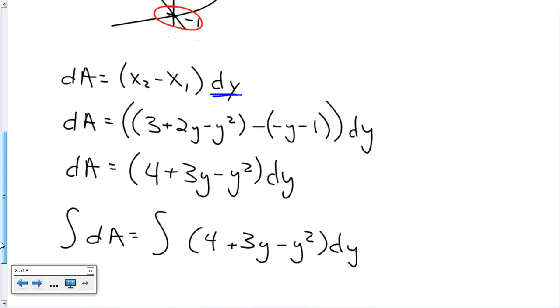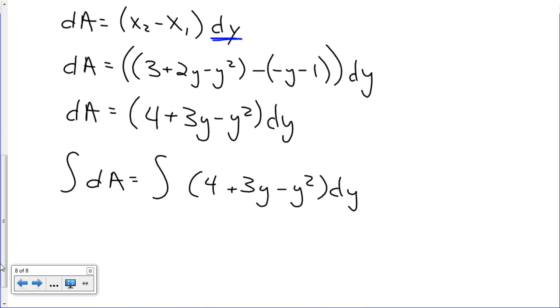And the key is that it's a y value. Again, look at your differential here. The differential is in terms of y. So that tells me I'm looking for a y value, not an x value. So y equals -1 is the lower bound.